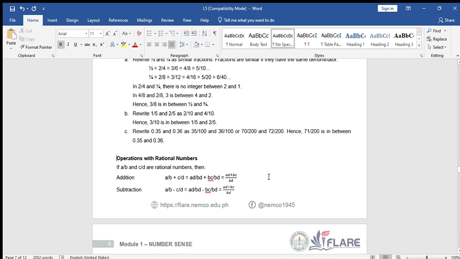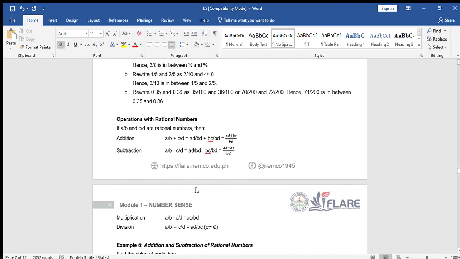Do you get it? Okay, so let's move on to the operations with rational numbers. If A over B and C over D are rational numbers, what are rational numbers? They can be of the form P over Q, where P is the numerator or denominator? P over Q. P is our numerator, Q is our denominator. So we have here addition, subtraction, multiplication, and division.